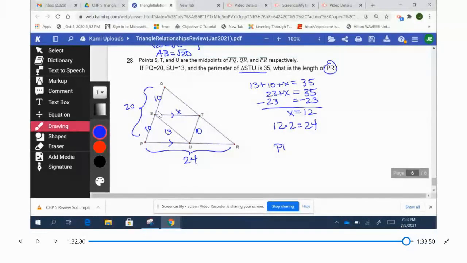Okay, if this one's 12, it's parallel to this side, so you double the mid-segment to get the side that it's parallel to, so it's 24. And that's it for the Chapter 5 review.